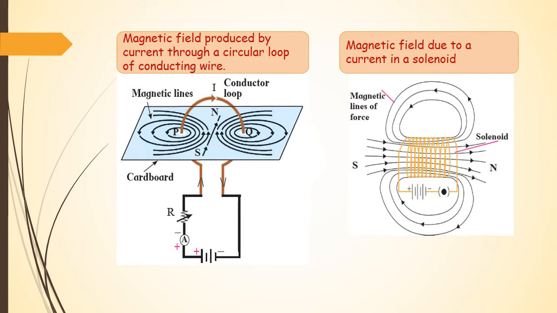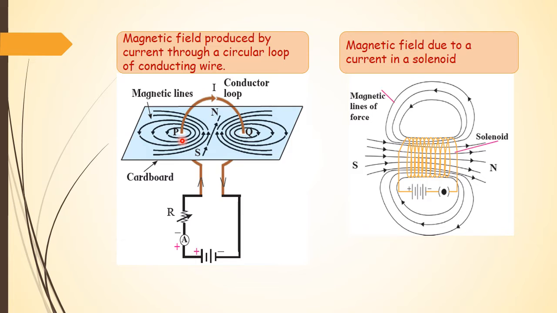These two diagrams from the textbook are very important. This is the first diagram, which is magnetic field produced by current through a circular loop of conducting wire. Here you can see a circular loop. It is connected to a battery. Now current is flowing through this. This current is flowing in clockwise direction.